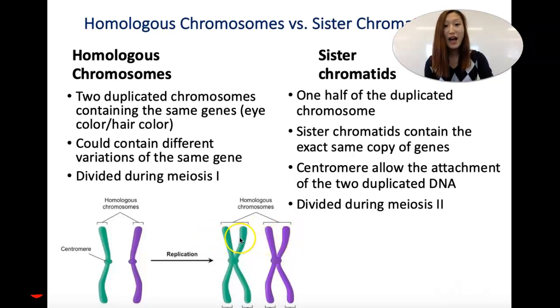So if you have the eye color gene right here, all of these are going to contain the eye color gene. But then you can have different variations of the same gene. So this one right here could contain the blue eye gene, but over here, this could contain the brown eye gene, right? They are both eye color genes, but they could be two different variations of the same gene.